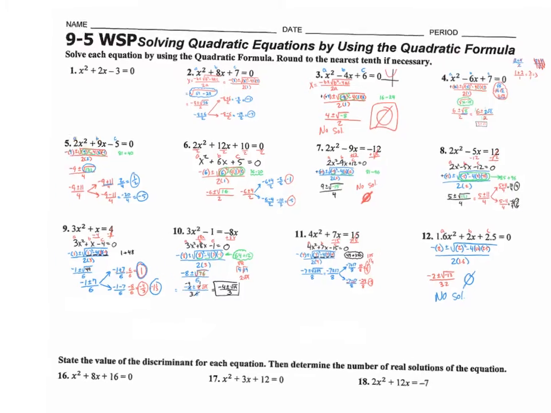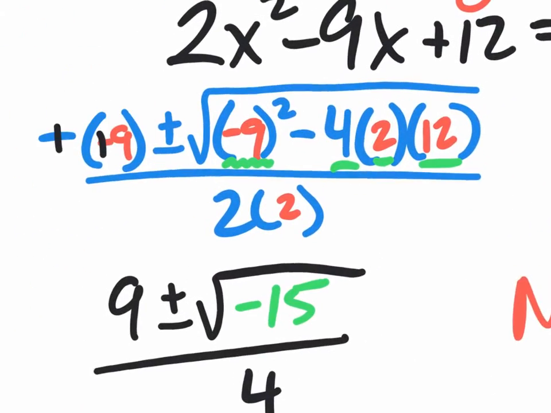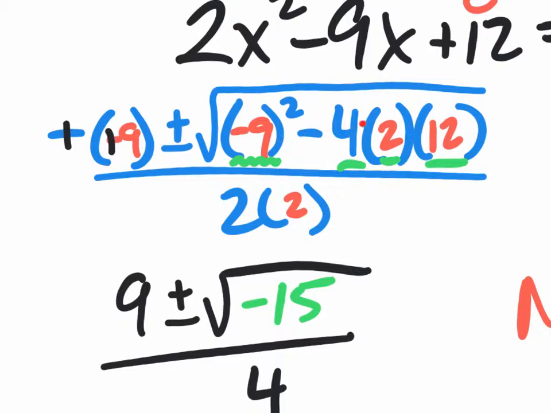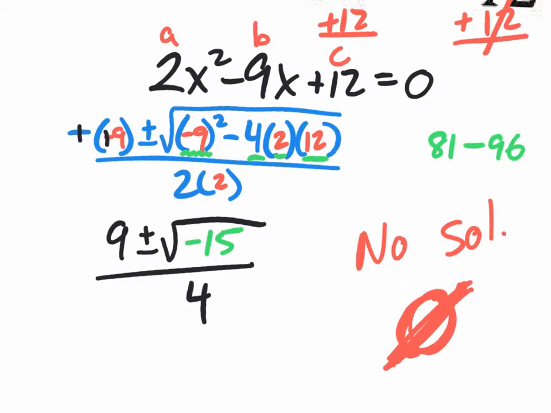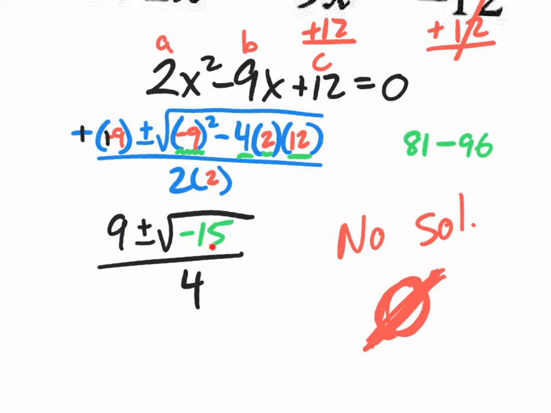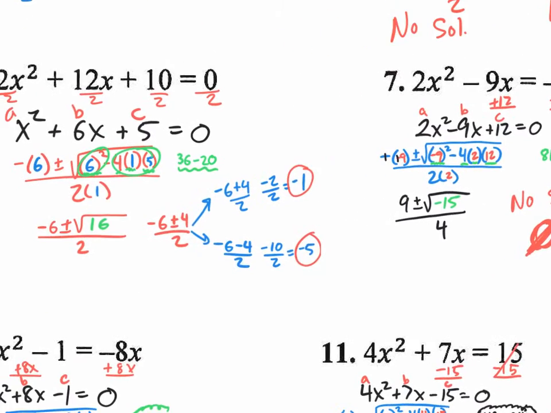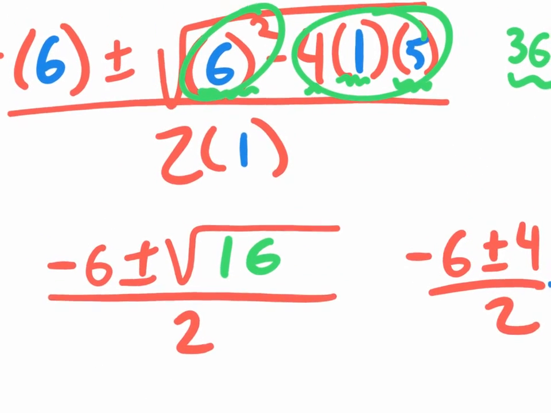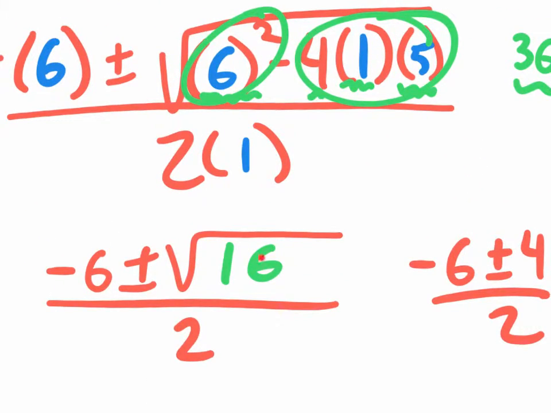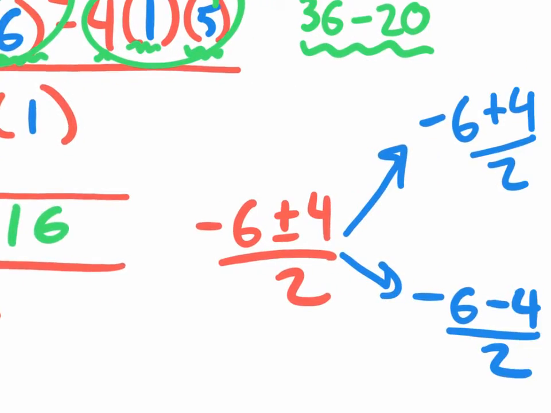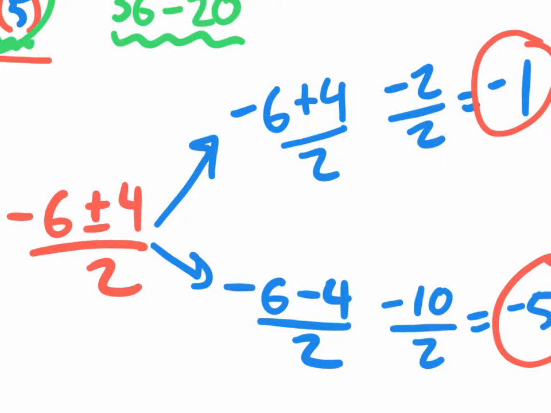If your discriminant ends up being negative, like when we looked at our discriminant, negative 9 squared minus 4 times 2 times 12, you end up with no solution. Why? Because you can't do the square root of a negative. If your discriminant ends up being any positive number, like the 16 we got, you're going to end up with two real answers.